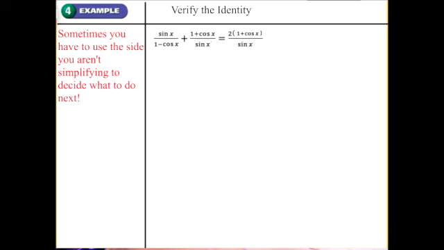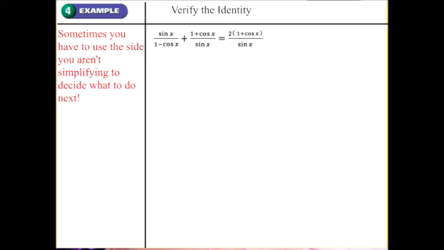Okay, so let's try this problem. So we've got the sine of x divided by 1 minus the cosine of x. Well, you guys can read it. It looks pretty complicated. So on first glance, I think that the left-hand side looks a little bit trickier than the right-hand side. So again, I think I'm going to go ahead and start by simplifying the left-hand side on this problem.